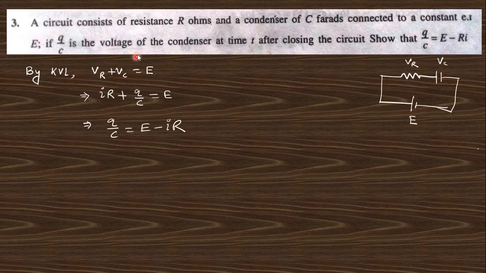Next, there is a circuit consisting of a resistance and a capacitor, or condenser. The difference between a condenser and a capacitor is that in a condenser one side is earthed, which is why it is known as a condenser. The capacitance is in farad, connected to the EMF E, with Q as the charge. The voltage across the resistance and the voltage across the capacitor will be equal to the total EMF: the voltage across the resistance is IR, and across the capacitor it is Q by C. So you will get this answer.